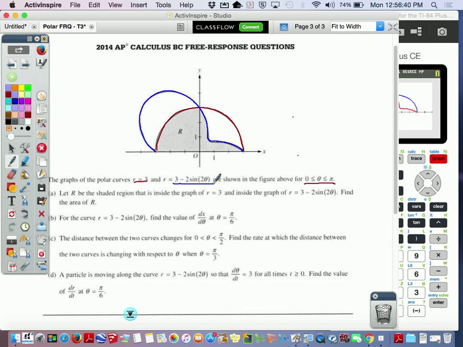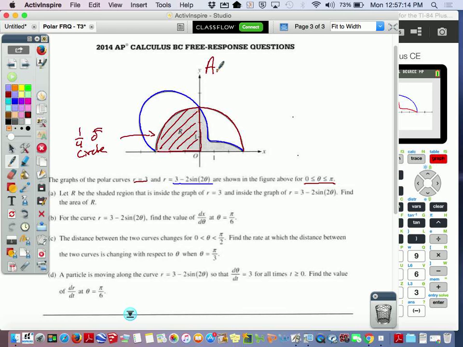It says let R be the shaded region that is inside the graph of r equals 3 and inside the graph of r equals 3 minus 2 sine of 2 theta. Find the area of R. For this, I think there's not really any symmetry that happens here, but when I look at it, what I think to do is I say, well, this is part of R, and this region right here is really a quarter of a circle. So I can just use my area formula for a circle for that.